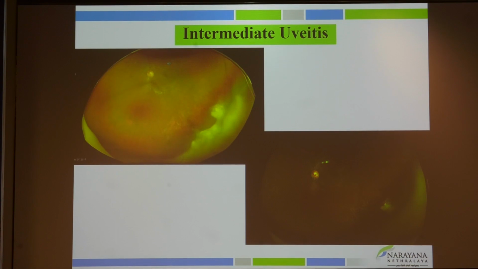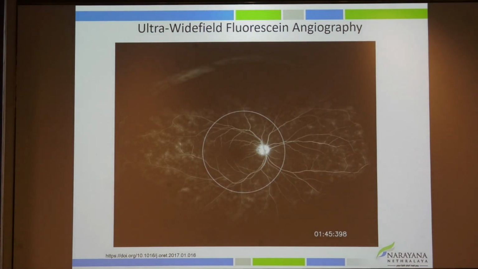SLE presenting with intermediate uveitis is a rare entity. This child responded well to systemic cyclosporine and systemic steroid therapy. We could see the resolving pars plana exudates in this case. On the following FFA, the capillary non-perfusion areas were treated with laser photocoagulation, where you can see the laser marks in this case. Here is a case of Behçet's disease showing a fern pattern of leakage using ultra-widefield imaging.